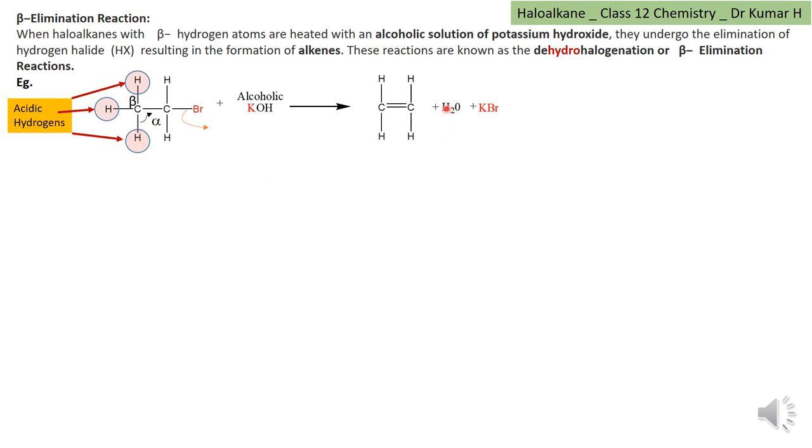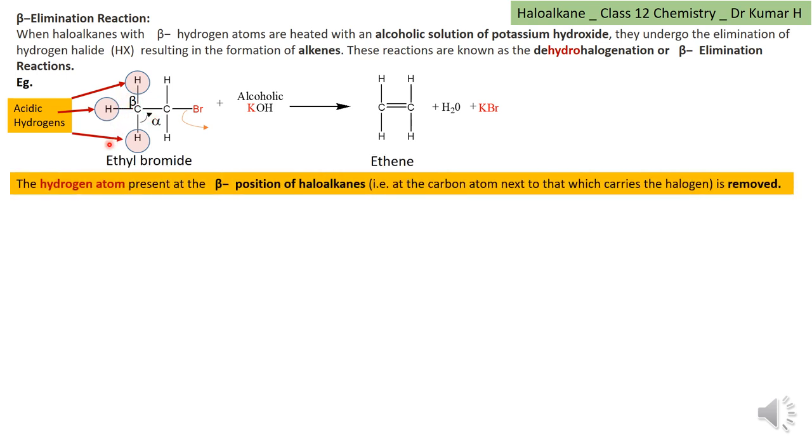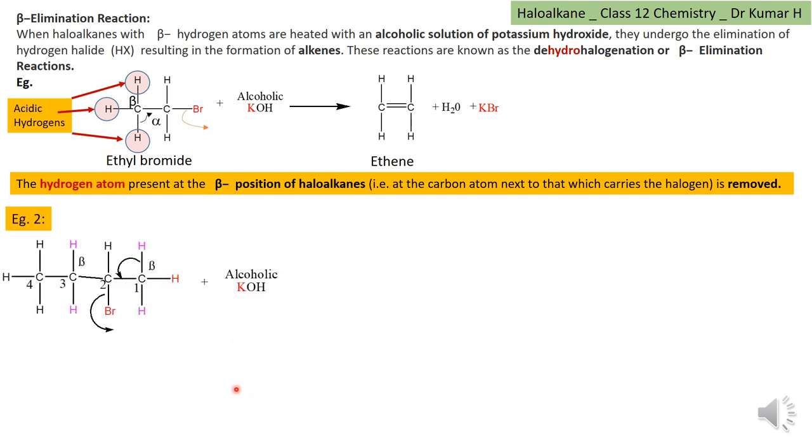This H plus goes out as water, Br goes out as KBr, and thus this reaction is called dehydrohalogenation reaction. Since there is elimination of hydrogen from the beta carbon, this is called beta elimination reaction. Hydrogen atom present at the beta position of all alkanes will be removed, right? Now let us take another example of beta elimination reaction. Now here, this is 1, 2, 3, 4 butane. In this, Br is there on the second carbon. This is 2-bromobutane.